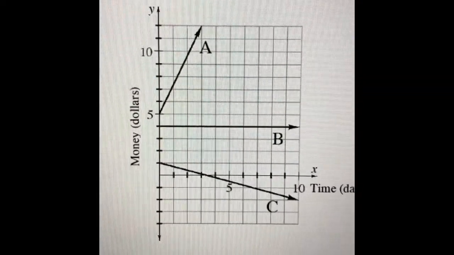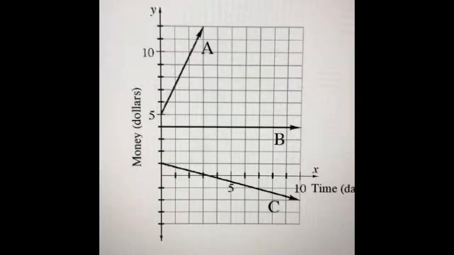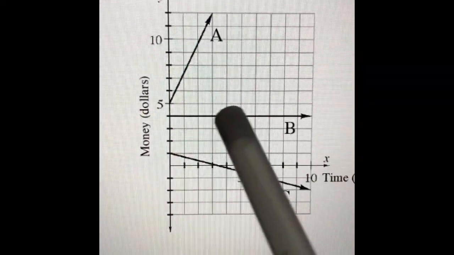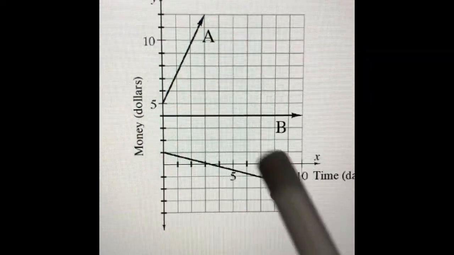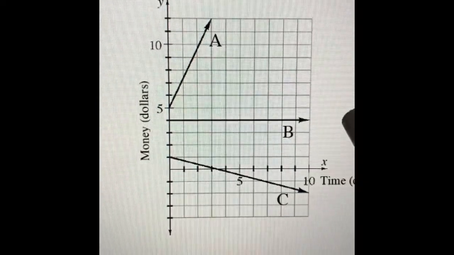Nothing's happening to y. I put that there is no change happening to y, because if there was, then the line would either be going up or it would be going down. But there's literally no change at all. So that's what I put for B.